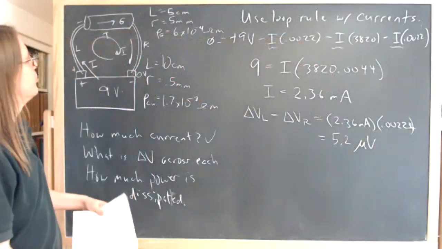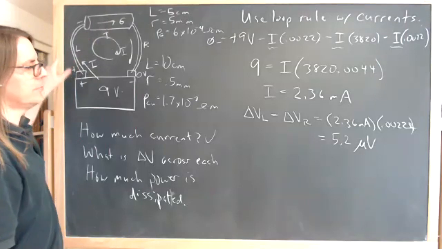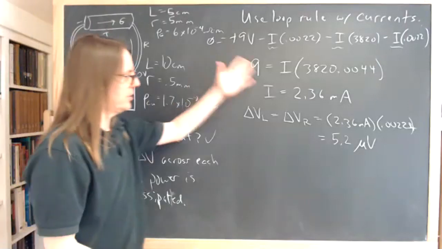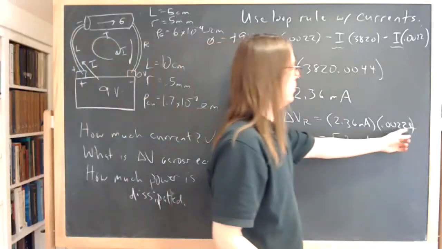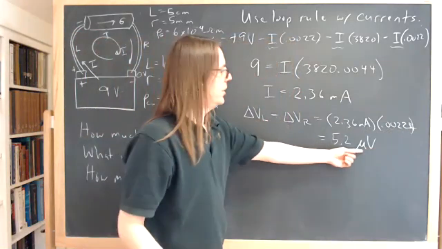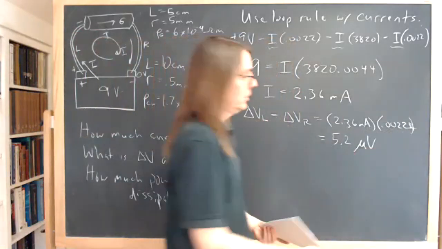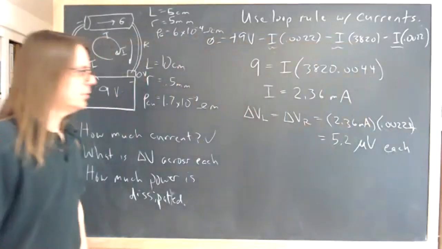I have a mental concern that I messed up these resistances, but even if I did mess up a little bit, the point of the problem is this is very big. The resistance here is very big. Resistance here is very small. If we find a mistake later, the point still applies, that because the copper wires have such a low resistance, you get a very small amount of the 9 volts across them, 5.2 microvolts each, VL equals VR.